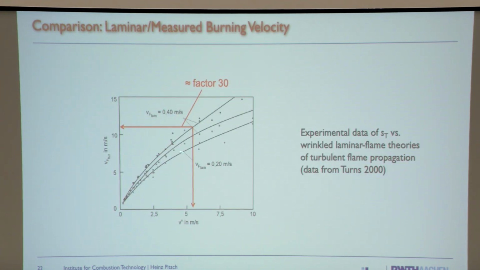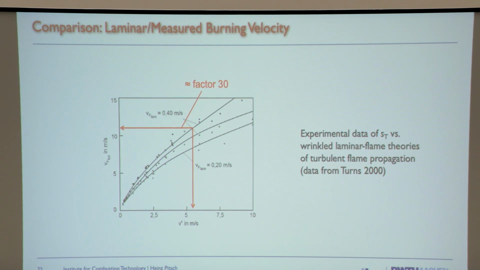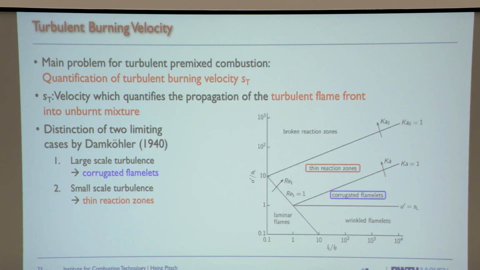Here's another one, from burner experiments, where you see the turbulent burning velocity as a function of the velocity fluctuation. And you see values of roughly 10 to 15. For this case, the laminar burning velocity is 0.4, which means you get a factor of roughly 30. And that factor of roughly 30 must come from the turbulence. So the turbulence creates a huge effect on the flame speed.